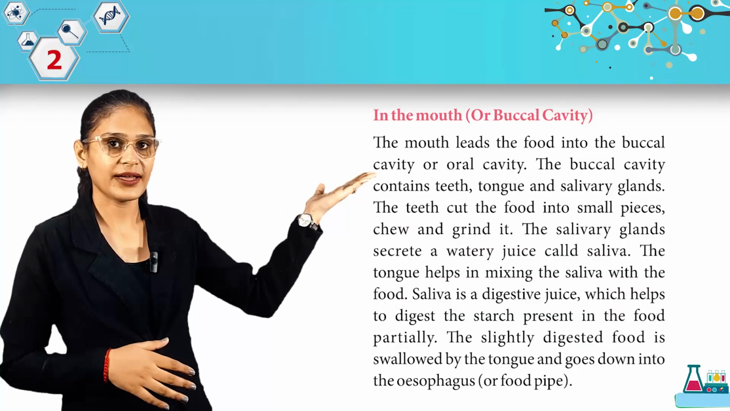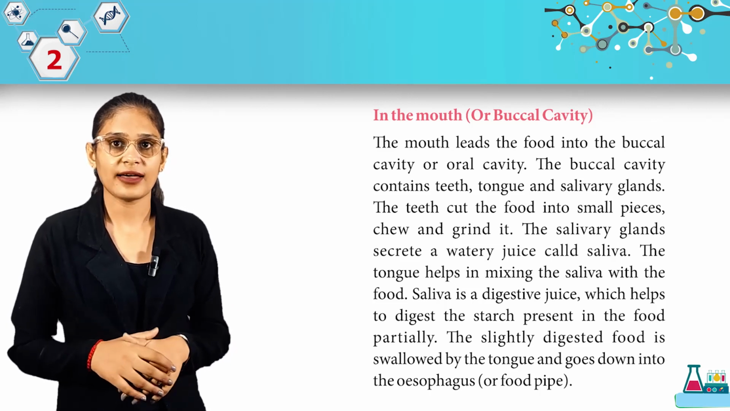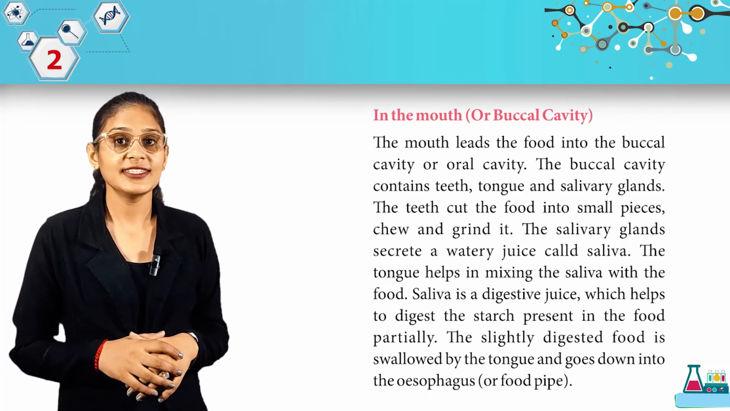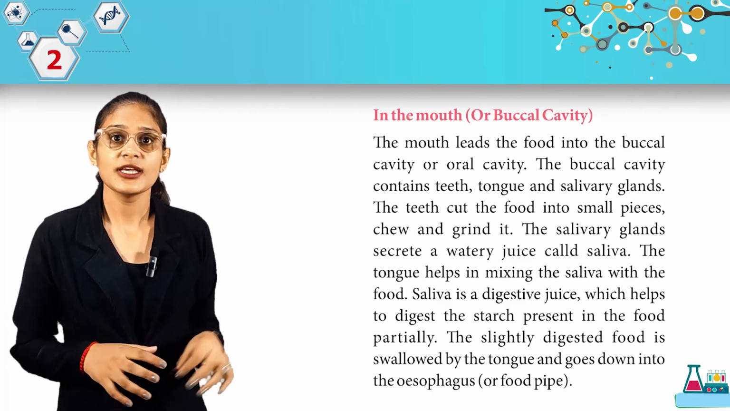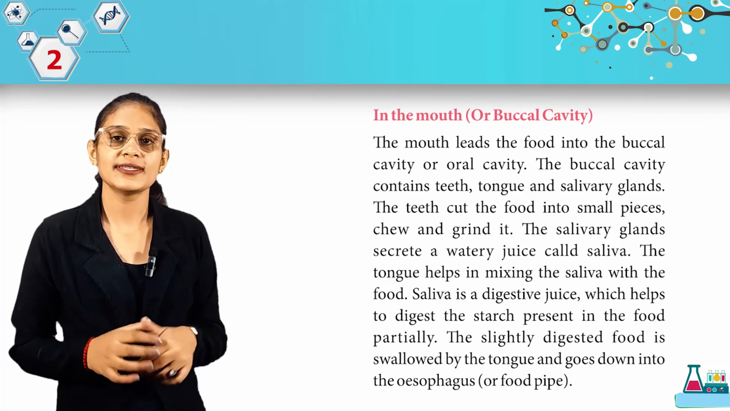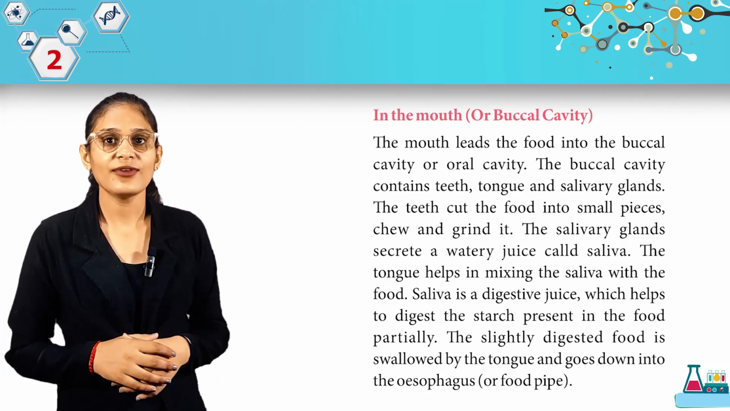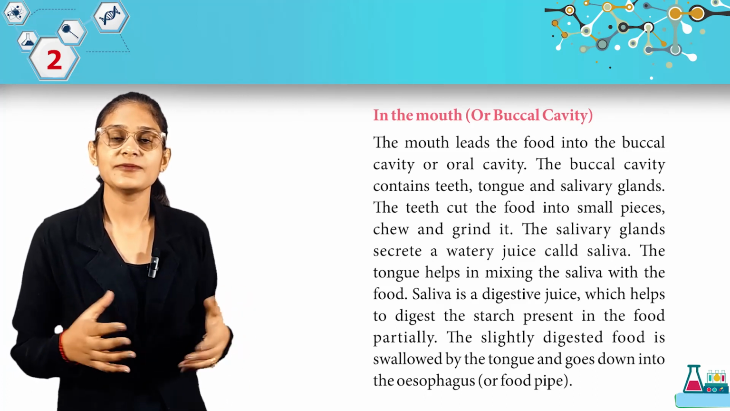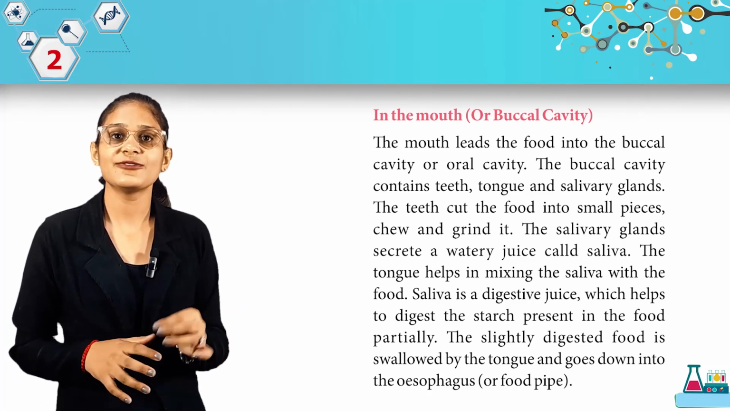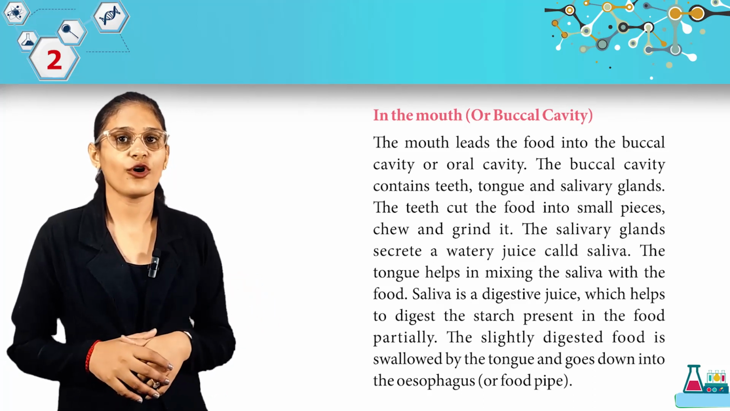In the mouth or buccal cavity, the mouth leads the food into the buccal cavity or oral cavity. The buccal cavity contains teeth, tongue and salivary glands. The teeth cut the food into small pieces, chew and grind it. The salivary glands secrete a watery juice called saliva. The tongue helps in mixing the saliva with the food. Saliva is a digestive juice which helps to digest the starch present in the food partially. The slightly digested food is swallowed by the tongue and goes down into the esophagus or food pipe.